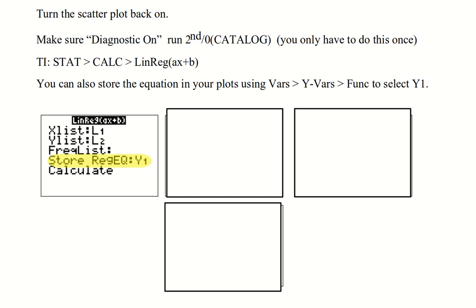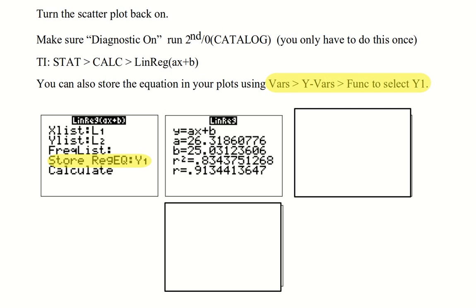Now to get y sub 1, and this is while you're on this screen and while that question is highlighted, you can go to variables, then select y variables, then select functions, and the first one will be y1. If you want to use a different y, you can just scroll down to another one. But that keeps it so that you can return to it, which is a nice feature. When you press calculate, you get, if your diagnostics are turned on, exactly what I've got.